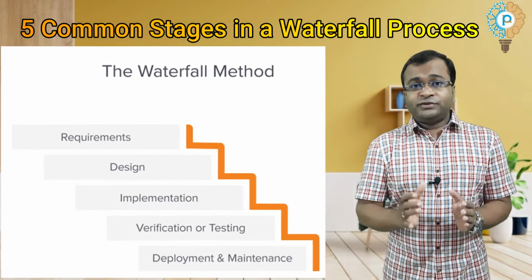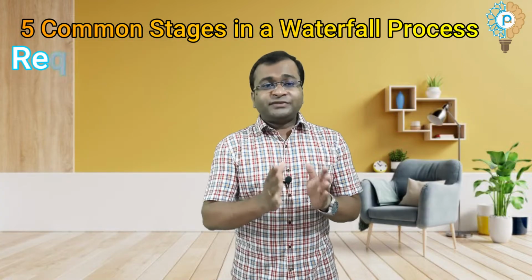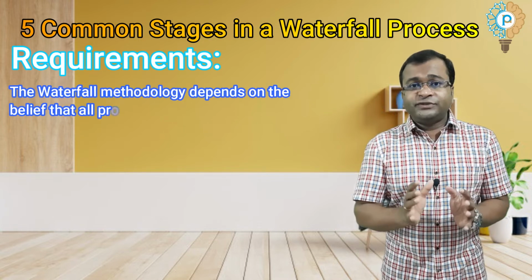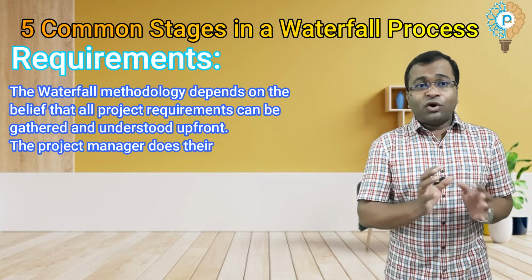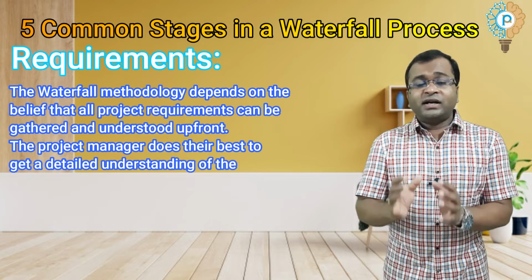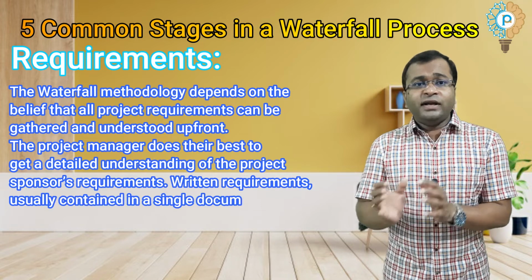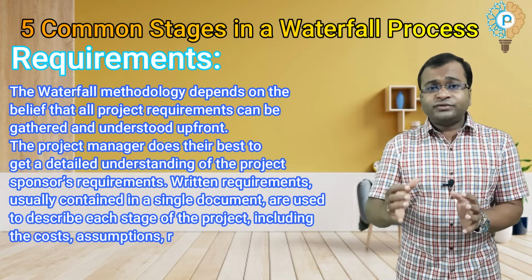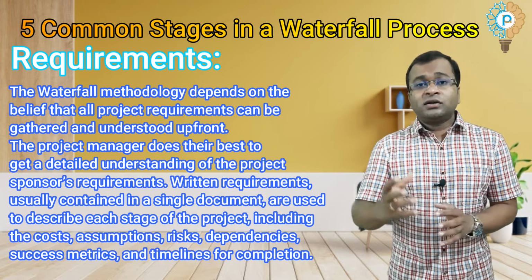Using a software development project as an example, the waterfall process usually includes stages that look like this. First is the requirements. The waterfall methodology depends on the belief that all project requirements can be gathered and understood upfront. The project manager does their best to get a detailed understanding from the project sponsor and management. Written requirements, usually contained in a single document, are used to describe each stage of the project, including the cost, assumptions, risks, dependencies, success metrics and the timelines for completion.